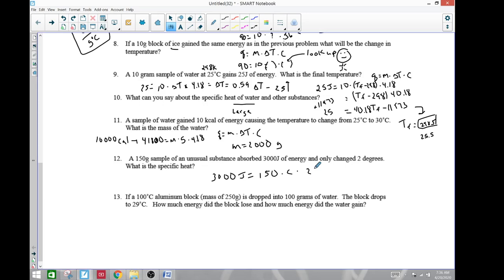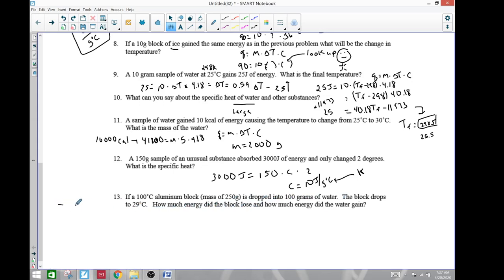So we got 3,000 divided by 150 divided by 2 equals 10. So this heat equals 10 joules per gram per degrees Celsius. Occasionally, you'll see this listed as Kelvin, and that's fine. It's no difference. A 100-gram aluminum block, mass 50, is dropped in 100 grams of water. The block drops 29 degrees Celsius. How much energy did the block lose? How much energy did the water gain?